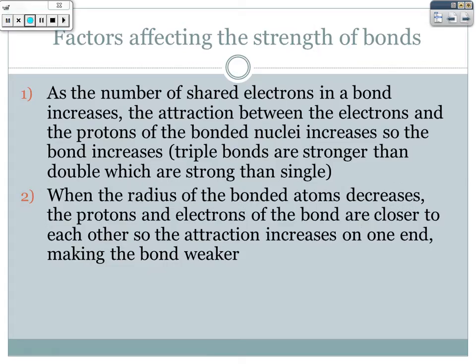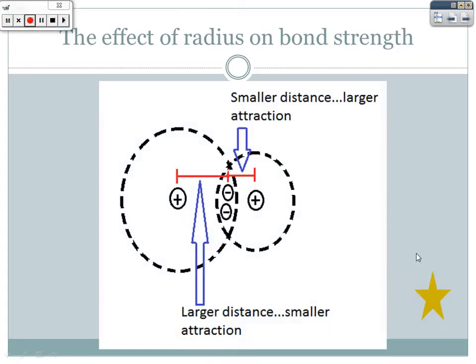When the radius of the bonded atoms decreases, the protons and electrons of the bond are closer to each other, so the attraction increases on one end, making the bond weaker. It was very confusing, so let's look at it. If you have a smaller radius here, this smaller distance makes a larger attraction, and this larger distance makes a smaller attraction. It becomes kind of uneven, and it's something to do specifically with the actual distance. It's the fact that you've got these really uneven distances, and it makes the attraction weaker.